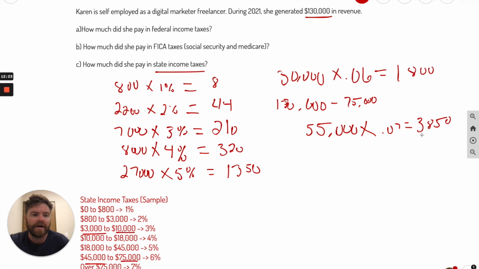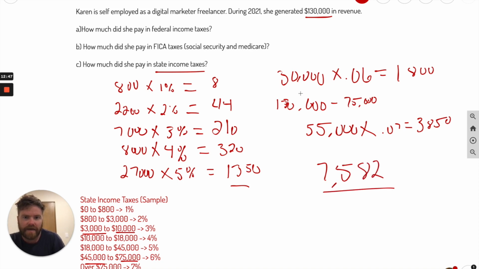Let's go ahead and add these up. So we'll start from the bottom here. We'll do 3850, we'll add 1,800. Go back over here. 1350 plus 320 plus 210 plus 44 plus 8. There we go. 7582. And that is her state income tax.